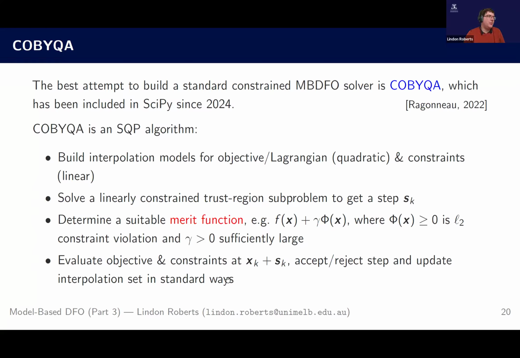And so we use that to evaluate whether or not x plus s is a good point, accept or reject the step, and update the interpolation set using these lambda poisedness ideas that I mentioned. That's how COBYQA works. But as I say, this seems to work reasonably well in SciPy, but I wouldn't say it's reached a point that it's considered a standard default choice.